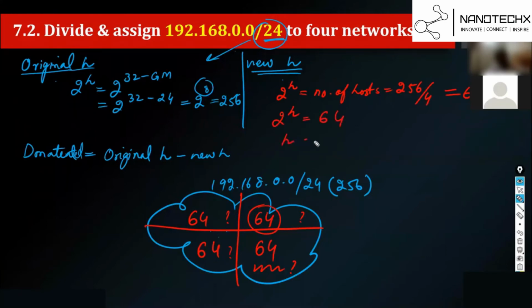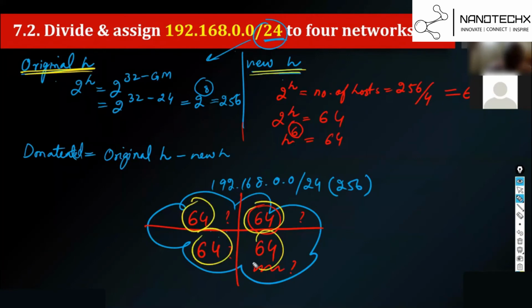What is the value of H, guys? What should we place on 2 raised to the power so that it becomes 64? We have to place 6 here so that it becomes 64. It means the value of H is 6 now. Clear up to here? So we have to calculate the original value of H and the new value of H. New means for these new subnets, what will be the required value of H. Of course, 2 raised to power 6 will give us 64 only. So we came to know from here.